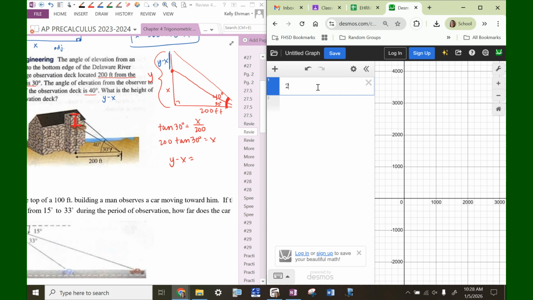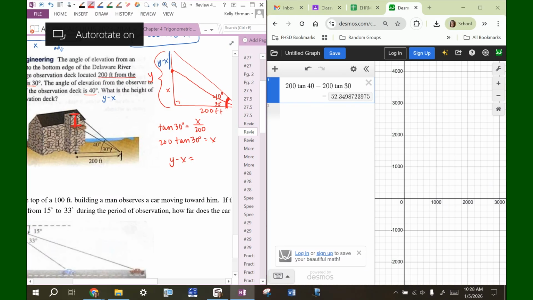So that's 200 times the tangent of, not 30, let's see, y was 40. So 200 times the tangent of 40 minus 200 times the tangent of 30. Yeah, so I'm getting 52 points. That would round to 350. Measure that in feet.